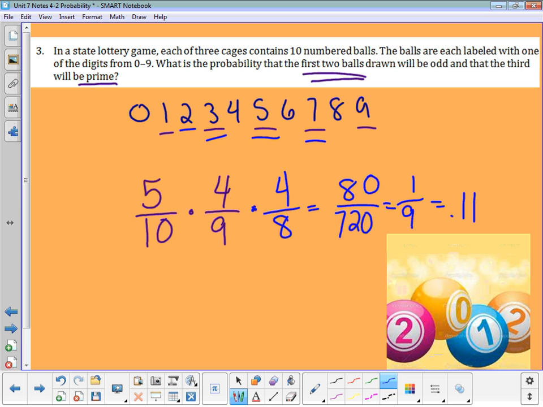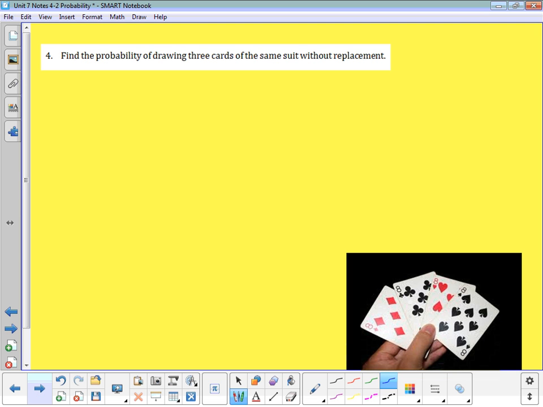Let's take a look at some problems that I would expect out of you on a quiz or on your homework and so forth. Find the probability of drawing 3 cards of the same suit without replacement. We're not going to replace it. So this without replacement tells me that I have a dependent event, which means the events are going to affect each other. Let's just pick a suit. I'm going to go with diamonds. All my cards are going to be diamonds.